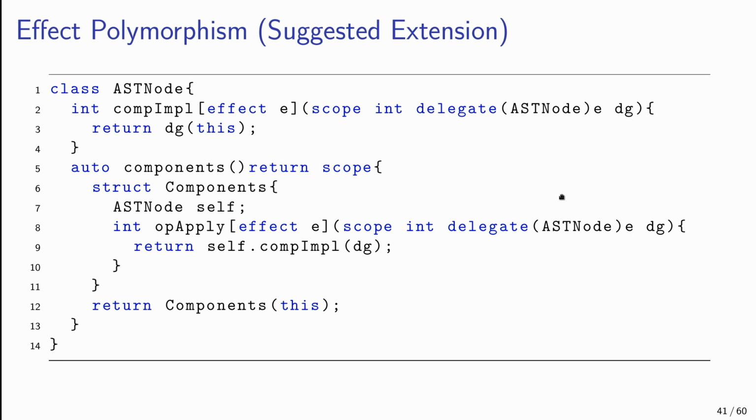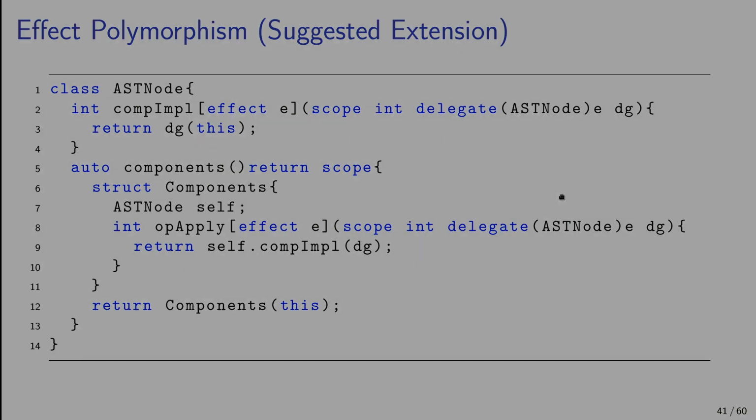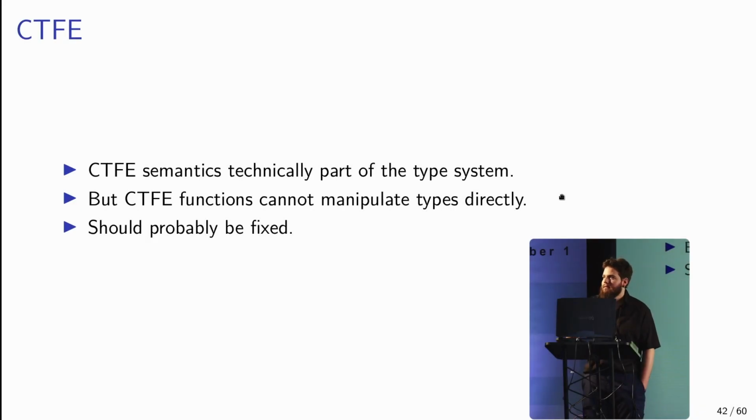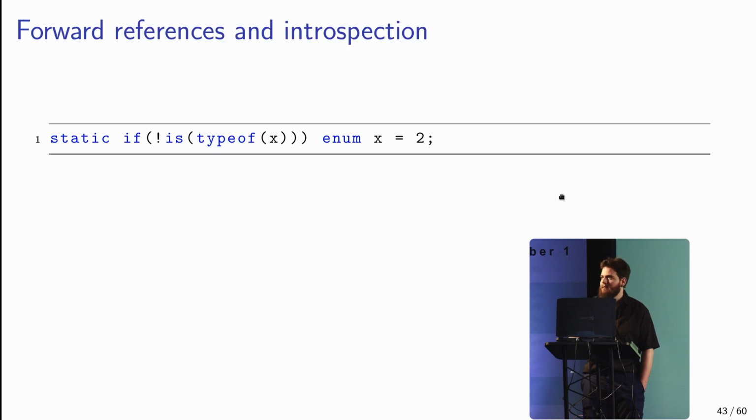Of course, one issue I've heard mentioned in this context is that this may increase compile times quite significantly, and then maybe it's also not worth it. So we'll have to see how to address this kind of thing. An interesting thing about CTFE is that it's technically part of the type system, but CTFE functions cannot manipulate types directly, and they should probably also be fixed.